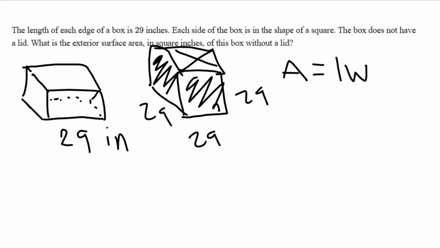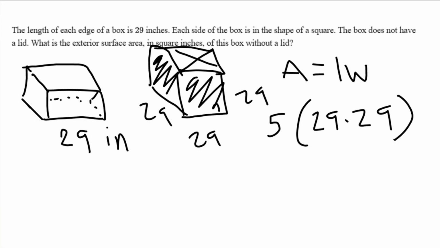And because length and width happen to be the same in this case, for every single one of these sides, that's just going to be 29 times 29. Because you have 5 sides, it's going to be that times 5. So if you pull out your handy dandy calculator, you'll see that the answer is 4,205. So that's going to be the surface area of the box without a lid.